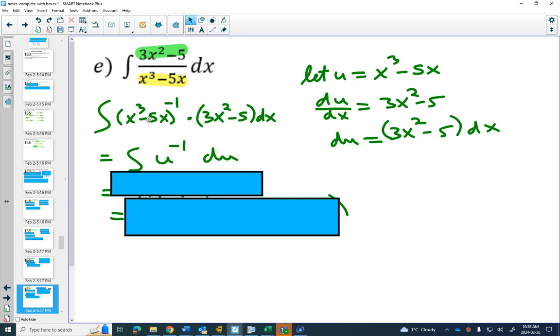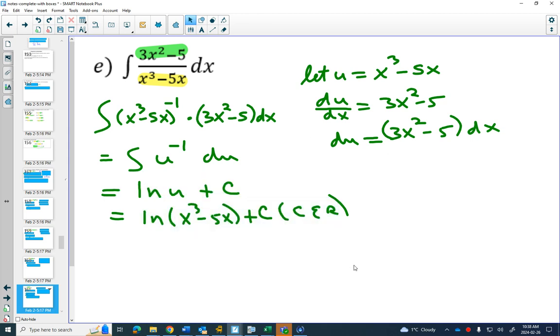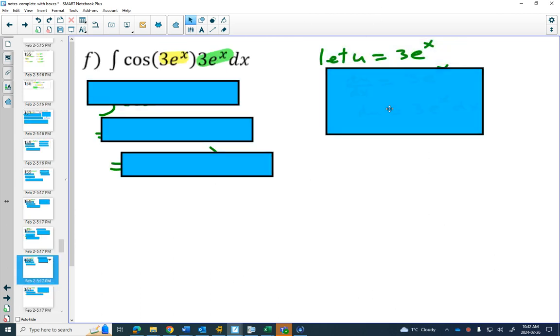With your substitution, I moved the x cubed minus 5x to the minus 1 up to the top. You could have left it on the bottom and written this as 1 over u. That's fine as well. But then the natural log appears, and it's much easier to see the natural log with substitution than it did originally in the question. And here's the answer for F.